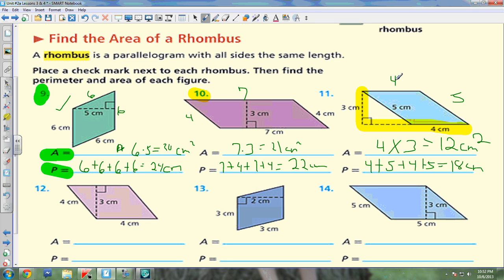Number 11, it's also not a rhombus because you have 5 centimeters and 4 centimeters, but the area would still be area equals 4 times 3 is 12. Then walking around the shape, 4 plus 5 plus 4 plus 5, which would be 18 centimeters.